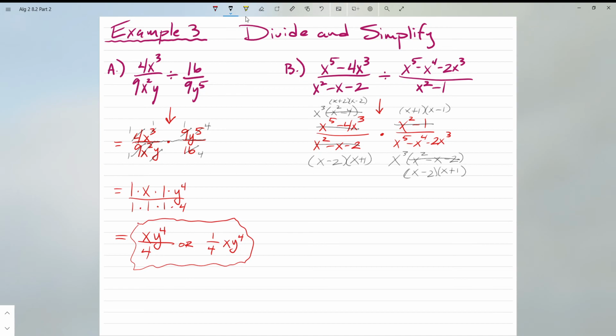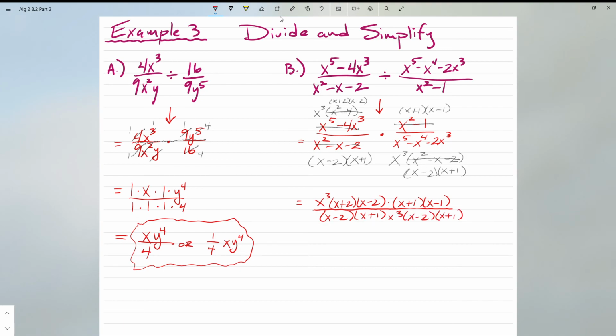And you know what? I'm going to rewrite this because that's just a lot of stuff. So I'm going to rewrite this to keep it simpler for me. X cubed times x plus 2 times x minus 2. And I'm actually going to put both fractions together. X plus 1, x minus 1. And that is a huge top of the fraction, the bottom of the fraction: x minus 2, x plus 1, x cubed, x minus 2, x plus 1.